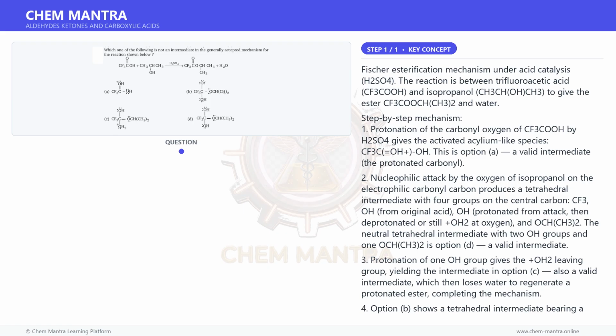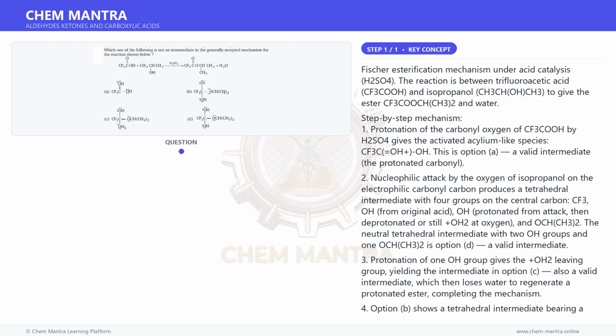The reaction is between trifluoroacetic acid, CF3COOH, and isopropanol, CH3CH(OH)CH3, to give the ester CF3COOCH(CH3)2 and water. Step-by-step mechanism. 1. Protonation of the carbonyl oxygen of CF3COOH by H2SO4 gives the activated acylium-like species, CF3C(=OH+)OH. This is option A, a valid intermediate, the protonated carbonyl.